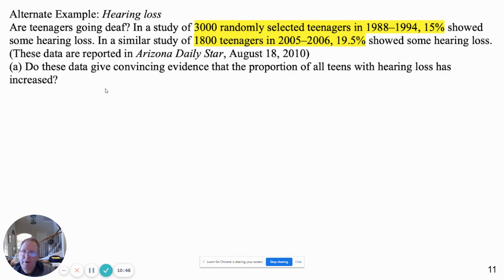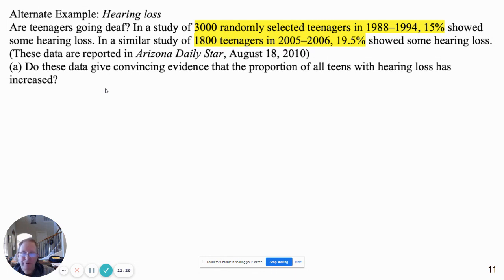So let's go through this problem right here. Are teenagers going deaf? In a study of 3,000 randomly selected teenagers in 1988 to 1994, 15% showed some hearing loss. In a similar study of 1,800 teenagers in 2005 to 2006, 19.5% showed some hearing loss. You can see that the proportion is slightly different. The question is, do these data give convincing evidence that the proportion of all teens with hearing loss has increased?